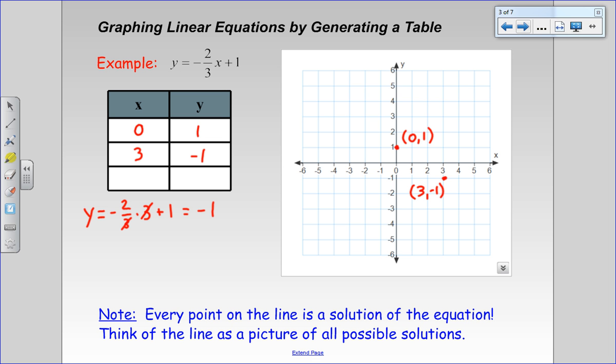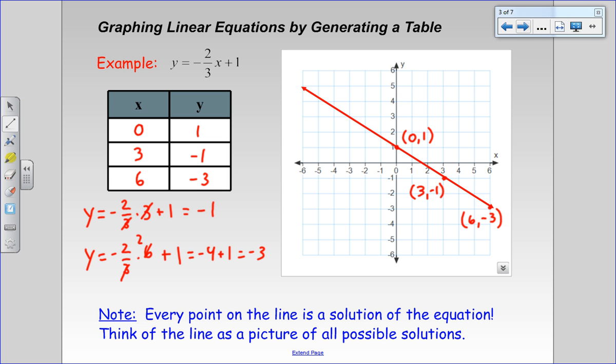Let's do one more point as a check again. Once again, if we choose a multiple of 3, it will make dealing with that fraction easier in terms of the calculations. So let's let x equal 6. In this case, the 6 and 3 simplify into a 2. So we have negative 2 times 2, which is negative 4, plus 1, which is negative 3. So the point (6, negative 3) is on the graph because it's a solution of that equation. Now we see our 3 points lining up nicely, so let's connect them with a line to show the graph of the equation.